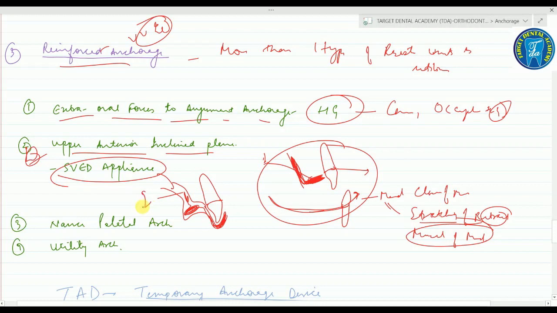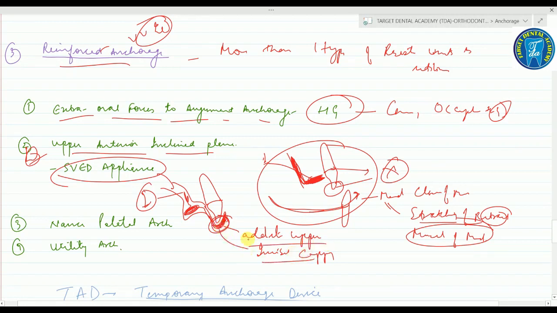This is the inclined plane and this is the civet plane. It means there is an additional upper incisal capping. In a normal or simple inclined plane, there is no capping, while in the inclined plane or the civet appliance, there will be additional upper incisal capping. This is the basic difference and it is a commonly asked MCQ.